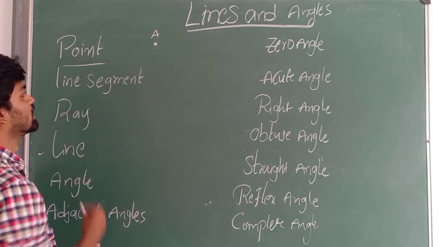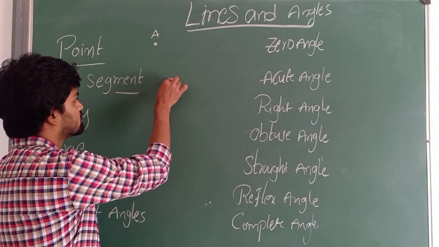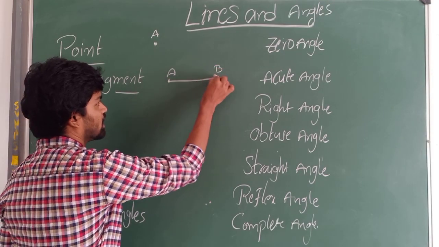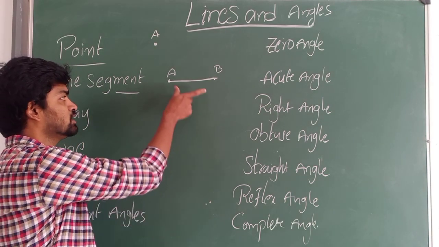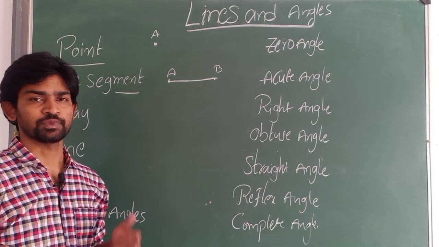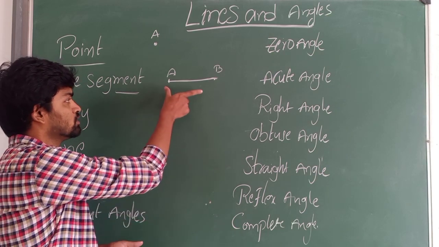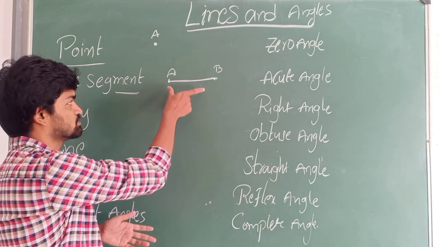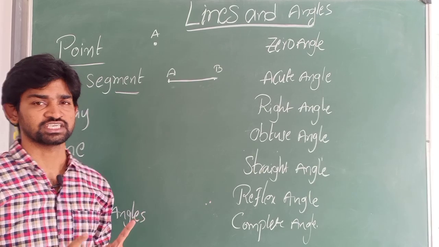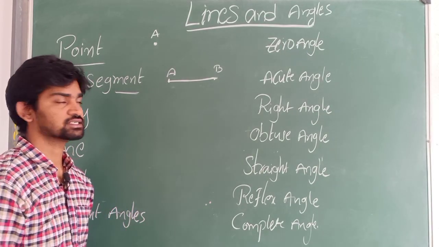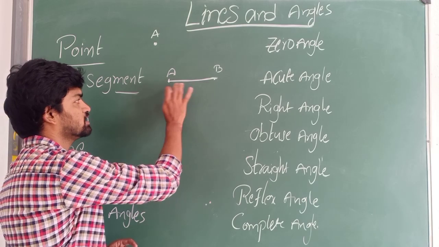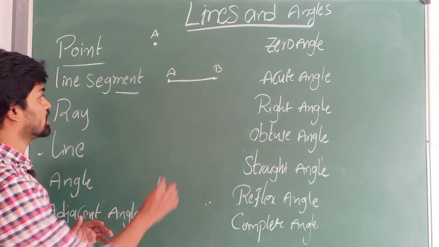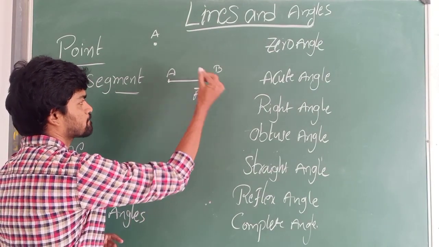Next, line segment. See here, one point is there. Here I am marking another point, that is AB. I join these two points and you can measure this now. AB is a measurable length, right? Now AB is a line segment, which is measurable. A fixed distance between 2 points, or the shortest distance between 2 points, is called a line segment. This is the shortest distance which can be between 2 points. Then it is a line segment. Line segment representation is AB.